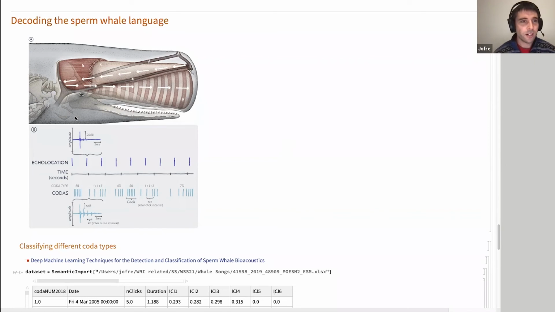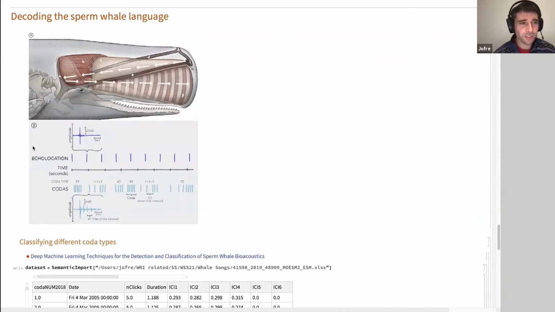Sperm whales are whales that hunt for squids and giant squids in the deep ocean. They developed echolocation, like a sonar technology, and they have the largest brain in the mammal kingdom.